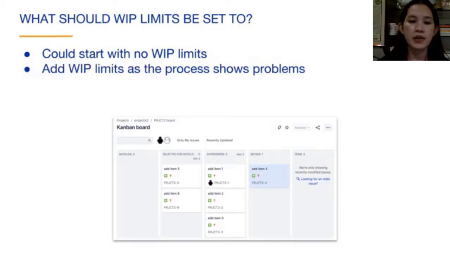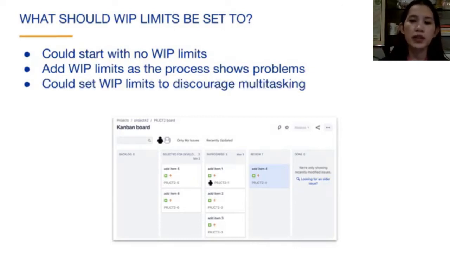For instance, if sometimes there are no items in the selected for development column, the flow is negatively affected because the team can finish an issue and have no issues to work on. You might want to set a minimum constraint on the selected for development column to ensure that this doesn't happen. You could also set work in progress limits to discourage multitasking.